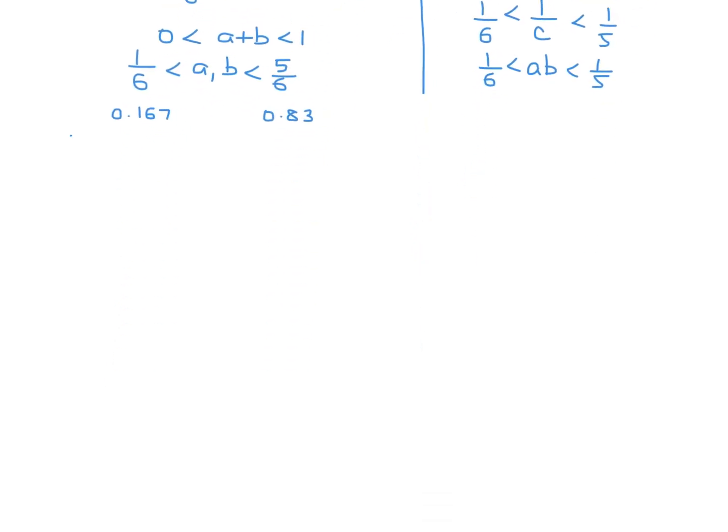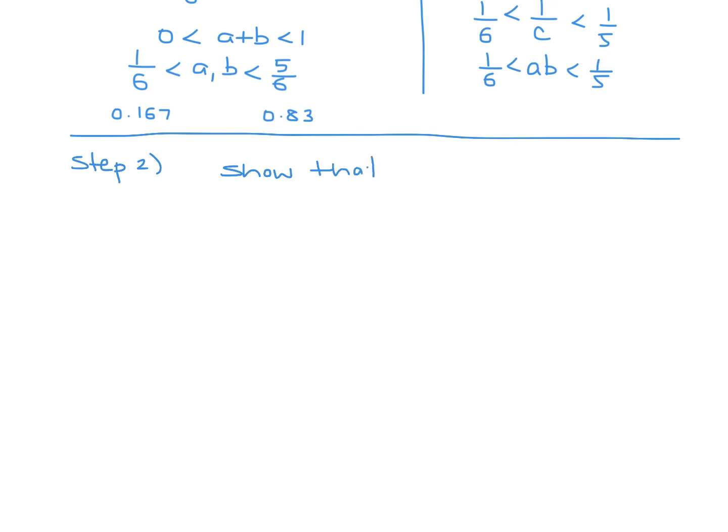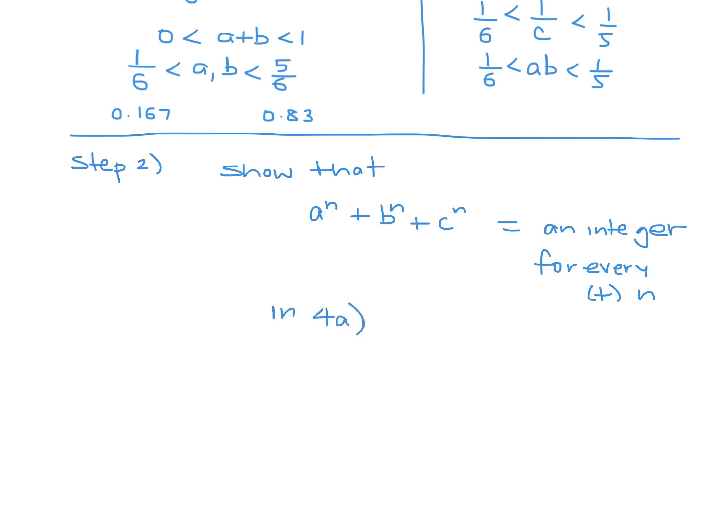So that's step 1. And now step 2 of the 3 steps is we have to show that anytime you have A to the power of n plus B to the power of n plus C to the power of n, it will equal an integer for every positive value of n.